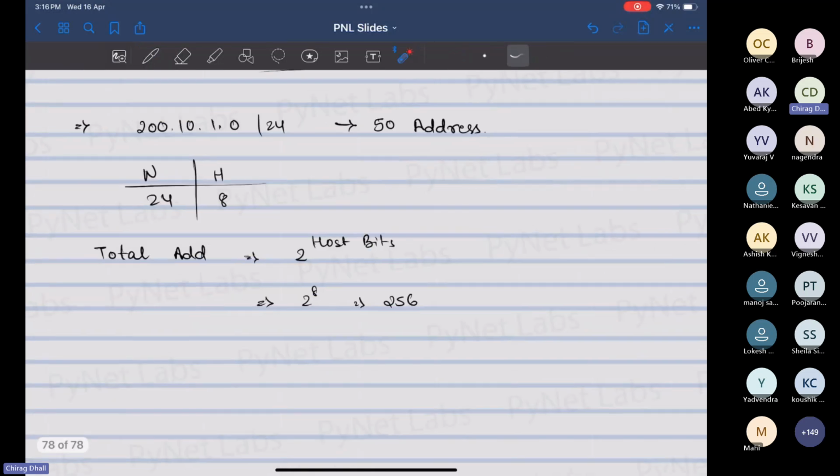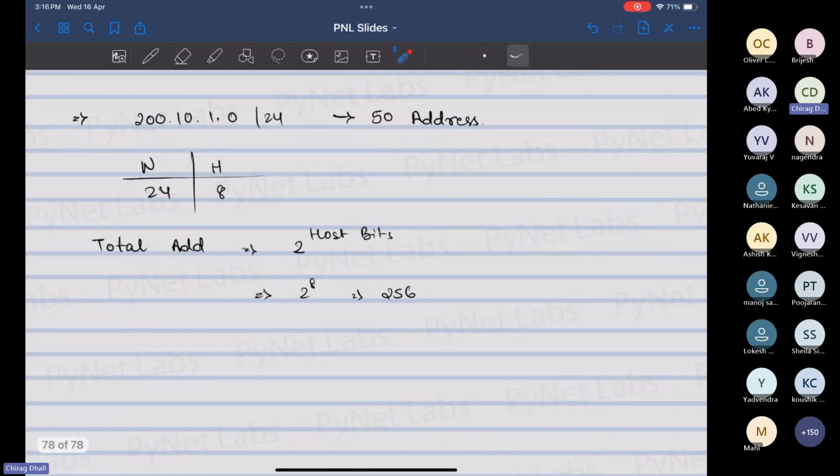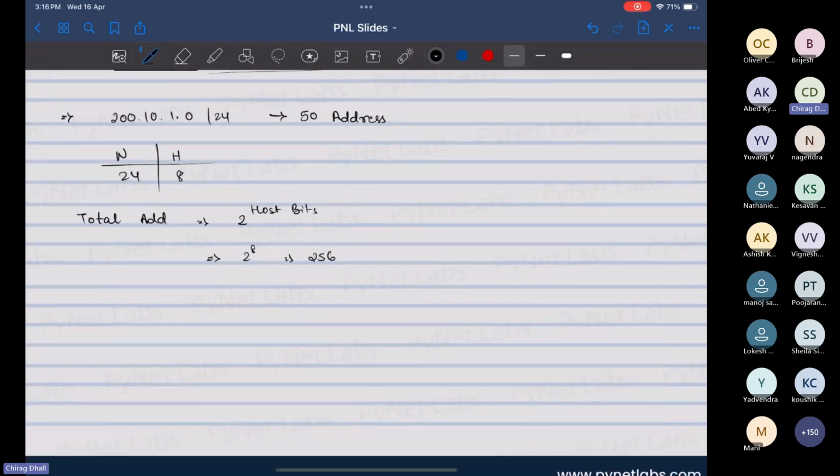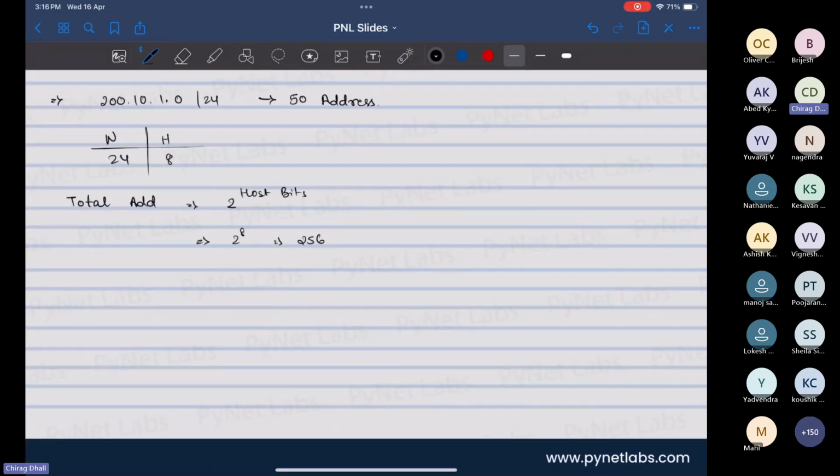We need to figure out how many bits of host would be enough for 50 addresses. So how do we figure that out? By calculating 2 raised to the power 0. This gives me 1. What does that mean? That means if I have 0 bits in the host part, I'll have only one IP. Then I'll increment the value. I'll try figuring out what is the value of 2 raised to the power 1. That gives me 2 addresses. So if I have one host bit, I'll get 2 IP addresses.